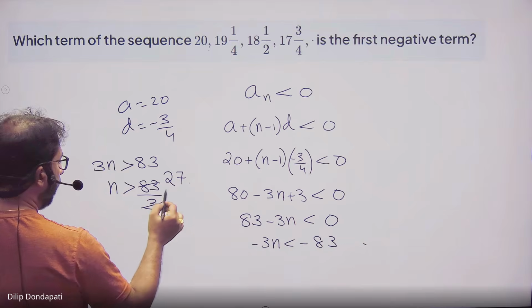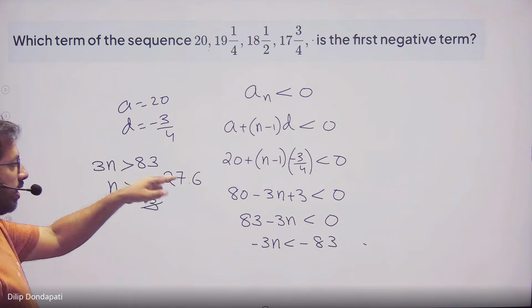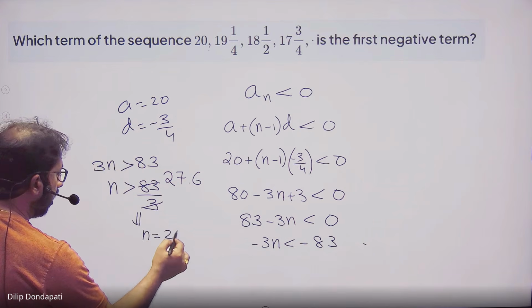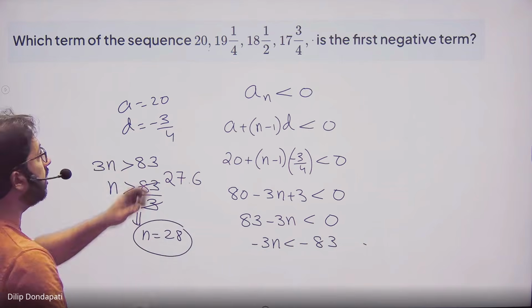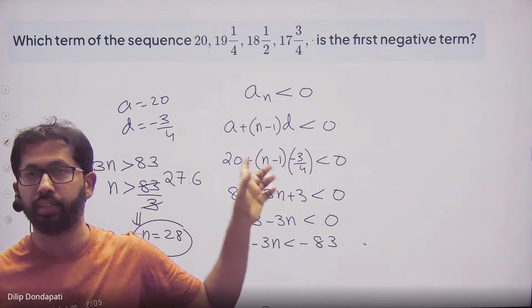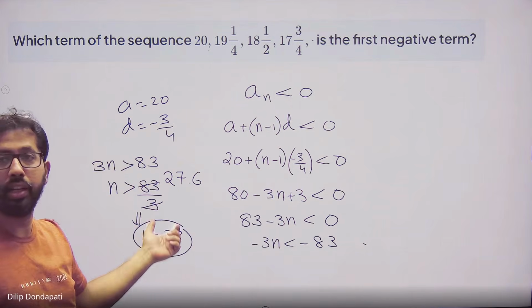27 point something, right, 27.67. 27.6, right, but n should be an integer, right? So approximately n is equal to 28. That means if you go on decreasing the series, the 28th term will be the first negative term in the series. If you go on adding, in the 28th term definitely the negative term will be there.